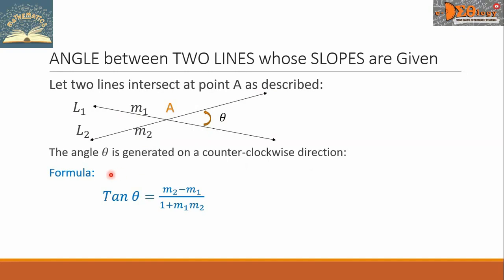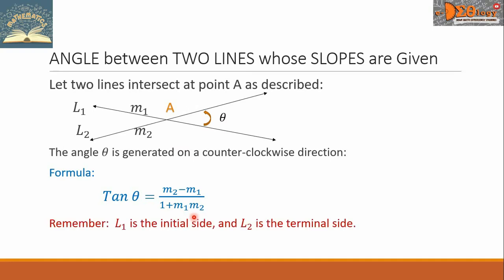So we have this formula now, that tangent theta equals m sub 2 minus m sub 1 all over 1 plus the product of m sub 1 and m sub 2. Always remember, the L1 is the initial side and the L2 is the terminal side.